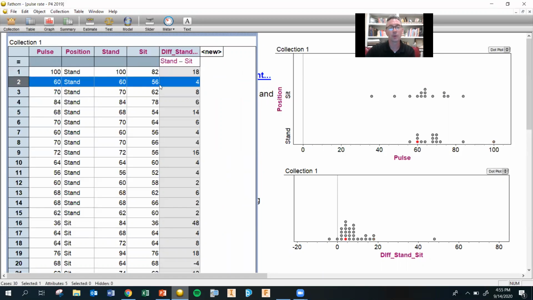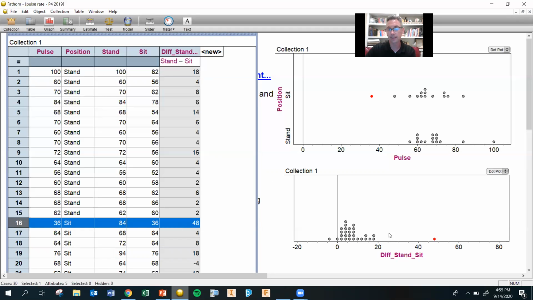The next person here only had a difference of 4. There they are, the red dot. Somebody down here had a huge difference. They had a difference of 48. So they're way over here. But what I'm noticing about almost all of these is that for any single person, remember each dot represents one person and their standing minus sitting pulse rate, almost every single one of them is positive. They're all above the 0 line. 0 difference would mean your standing and sitting rates were the same. A positive difference, so all of these represent your standing pulse rate was actually higher than your sitting pulse rate.